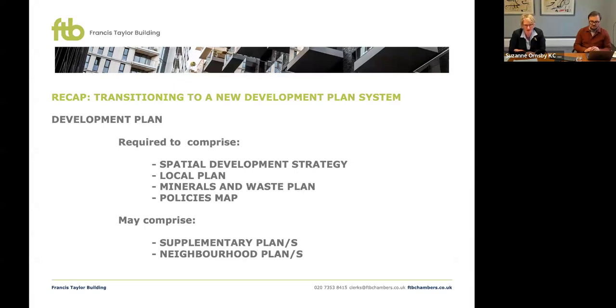So under the new local plan system, the development plan will be required to comprise the spatial development strategy, the SDS, the new local plan, a minerals and waste plan, and a policies map. The development plan may also comprise supplementary plan or plans and neighbourhood plans.